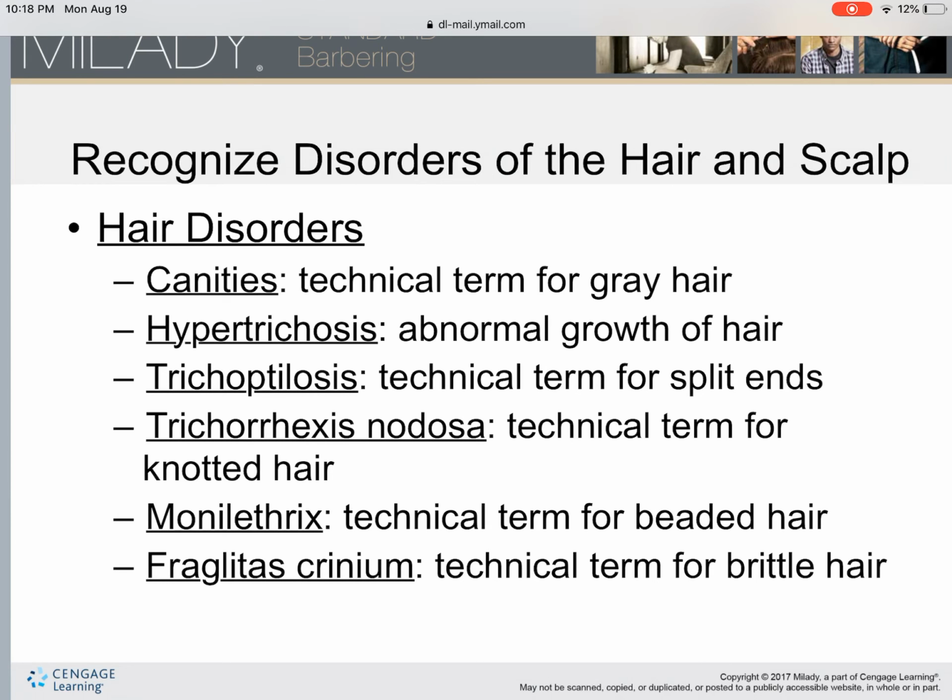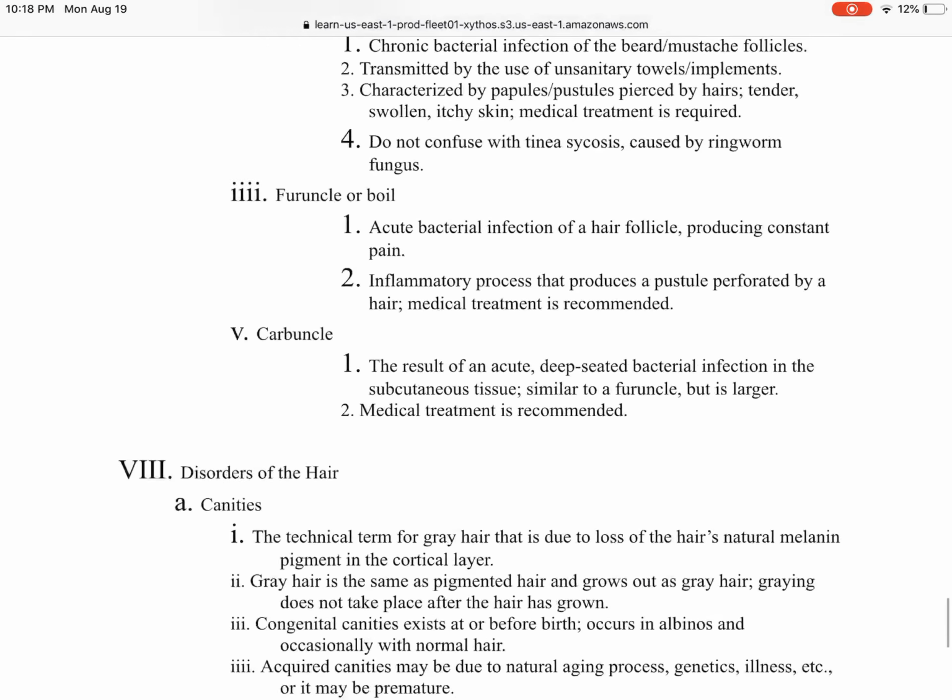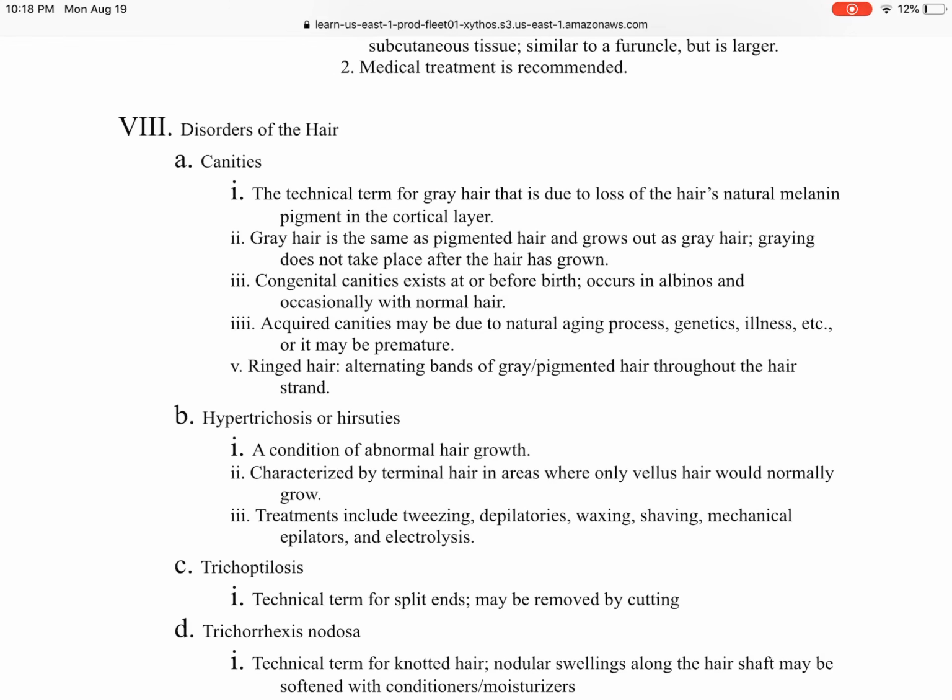Canities is the technical term for gray hair. Okay, you have different types of canities. Gray hair is due to loss of the hair's natural melanin pigment. You have congenital, acquired, or ringed hair. Congenital means the gray hair exists at or before birth. It usually occurs in albinos. Acquired means you got it, maybe because of the natural aging process. Ringed hair is when you have alternating bands of gray and pigmented hair throughout the hair strand.